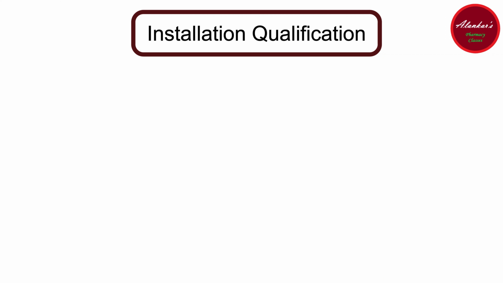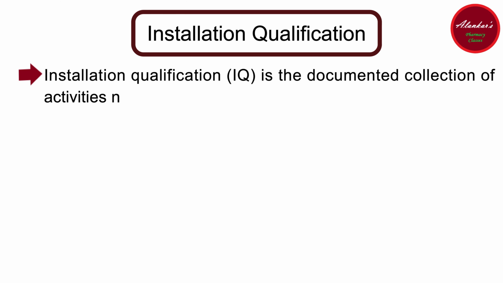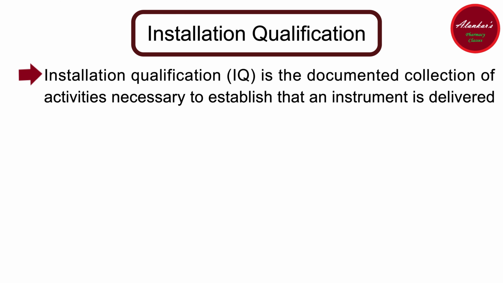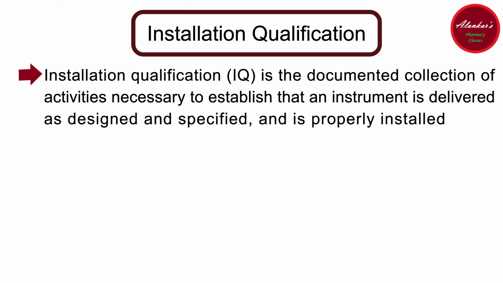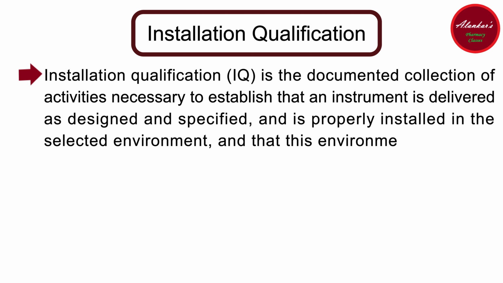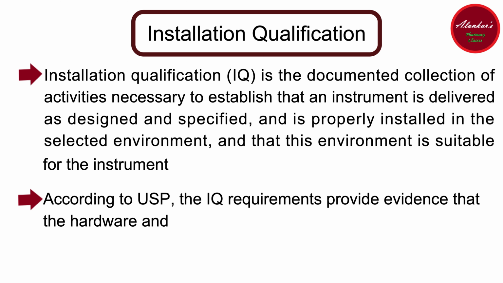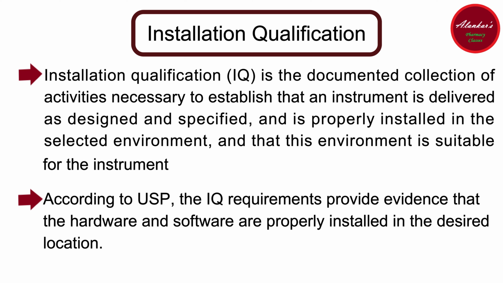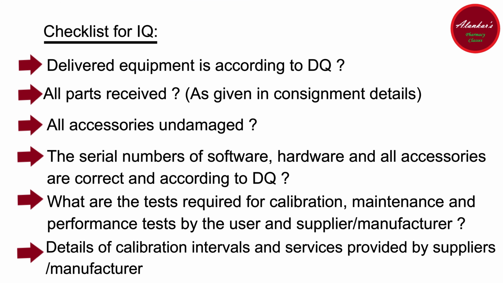Now the next step is installation qualification. Installation qualification is the documented collection of activities necessary to establish that an instrument is delivered as designed and specified, is properly installed in the selected environment, and that this environment is suitable for the instrument. According to USP, the IQ requirements provide evidence that the hardware and software are properly installed in the desired location. This is the checklist for installation qualification in the case of UV spectrophotometer.